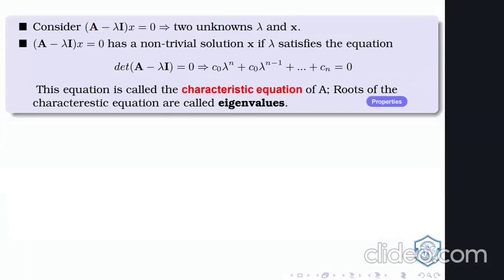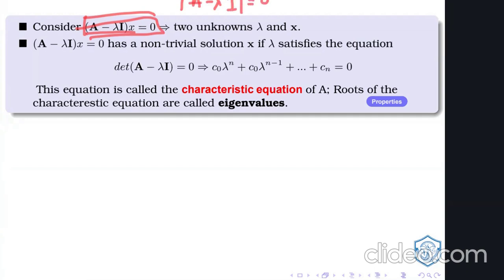Now, how do we find these eigenvalues and eigenvectors? For finding eigenvalues and eigenvectors, we have to consider the equation (A - λI)x = 0, which we have already shown is the basic equation of eigenvalues. Now, (A - λI)x = 0 is a homogeneous system of equations, and I want a non-trivial solution. A homogeneous system will have a non-trivial solution only if the determinant of A - λI equals 0.